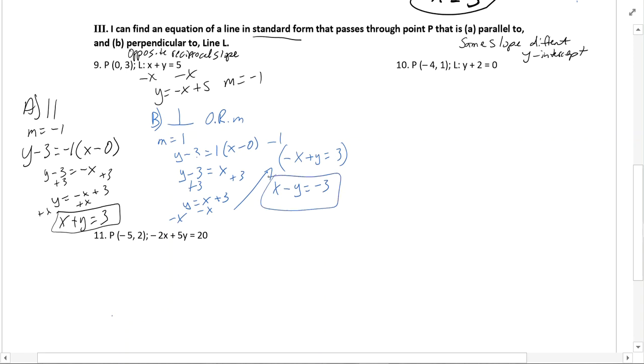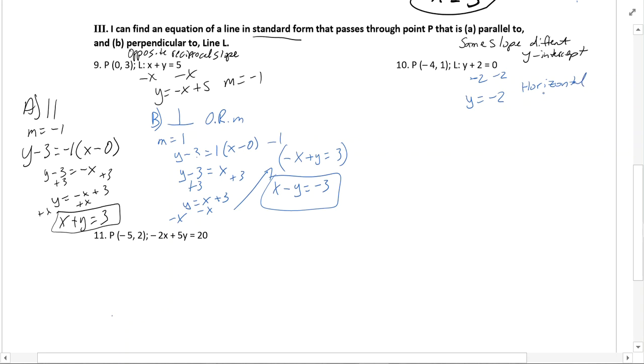Okay, let's go ahead and look at number 10. So 10, the same thing. You want to start by getting line L into slope-intercept form. So we're going to isolate the y. So I'm going to subtract 2 from both sides. So when I do this, I get y equals negative 2. Well, if you notice, y equals negative 2 is a special case. That means this is a horizontal line.